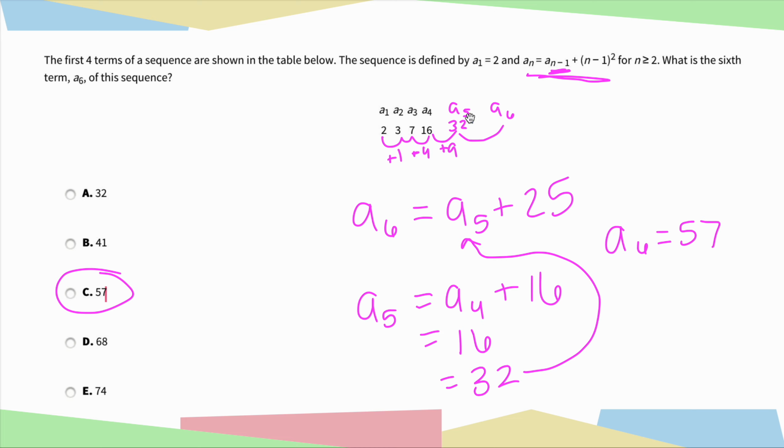So whatever works for you. A lot of the times with sequences, I find that doing it conceptually works just as well as plugging it in. But if you're the type of student that likes to see things written out using formulas, I think this technique may work better. All right.